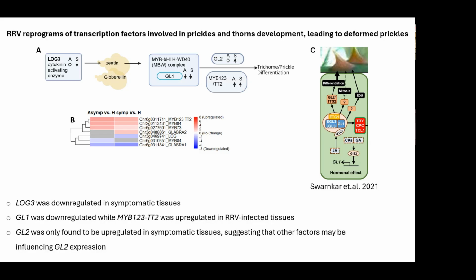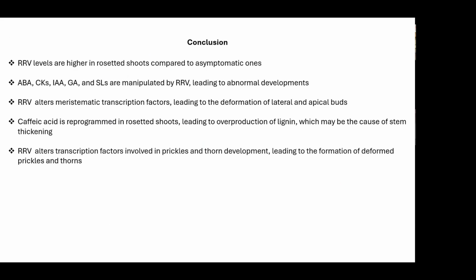And this is what the expression levels of these genes look like in the heat map. And then this is a figure showing how the upregulation of these transcription factors happens. So GRBRA1 activates GRBRA2, and then it causes cell differentiation for the formation of the dots.